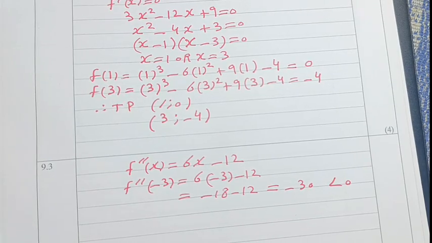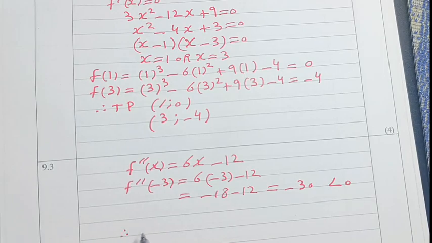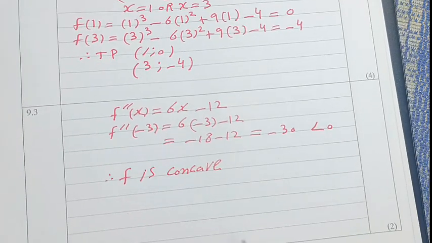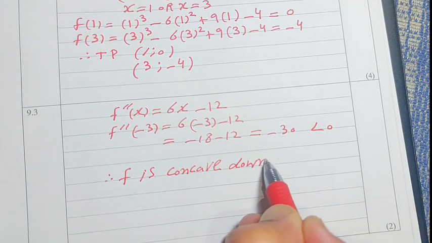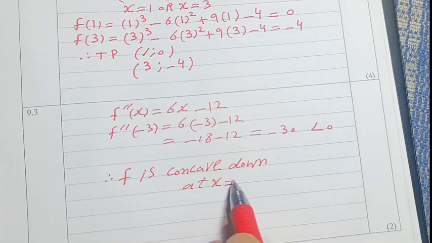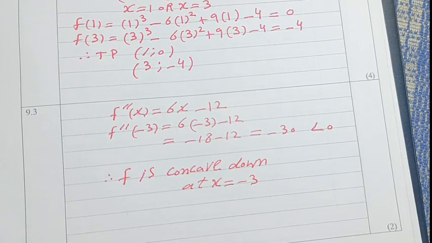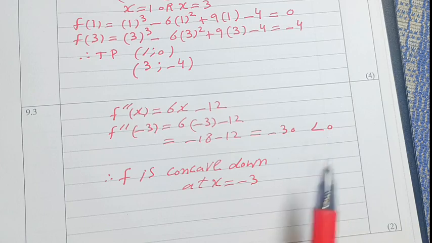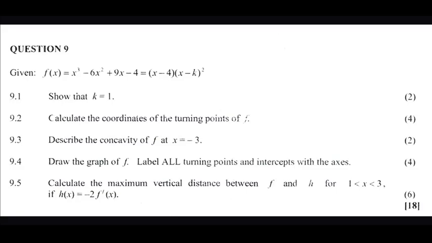Now we're going to write the answer. Therefore f is concave down at x equal to negative 3, because the answer is negative 30, which is less than 0. If it's less than 0, then f is concave down.